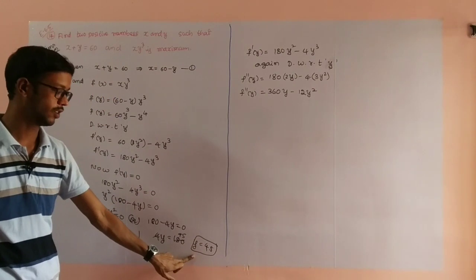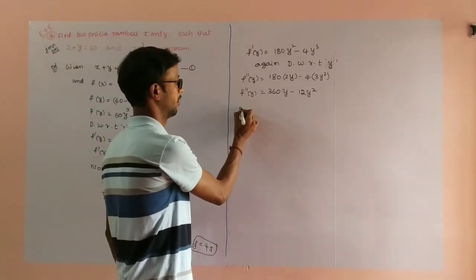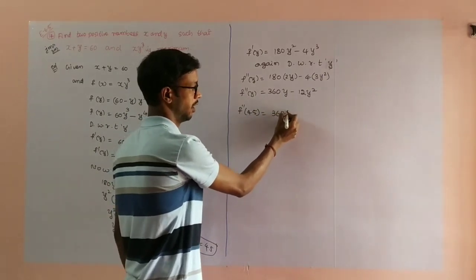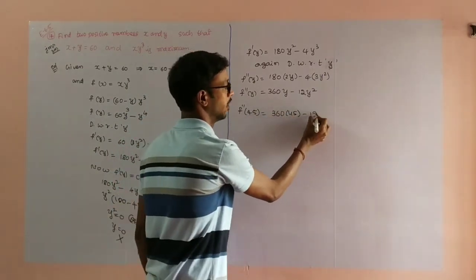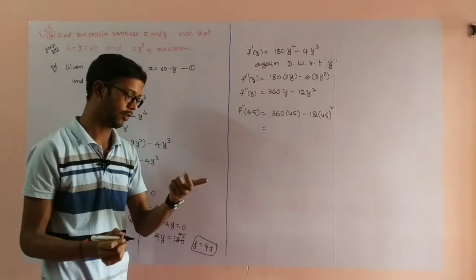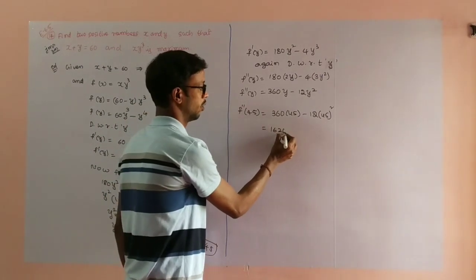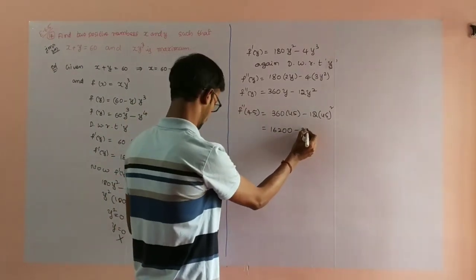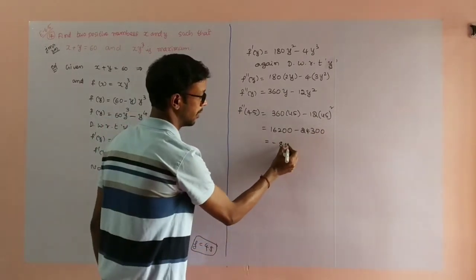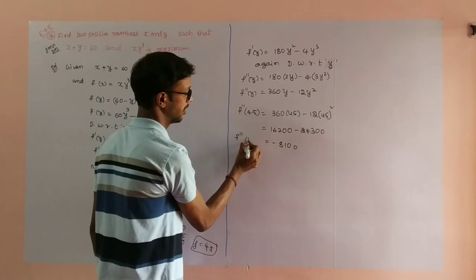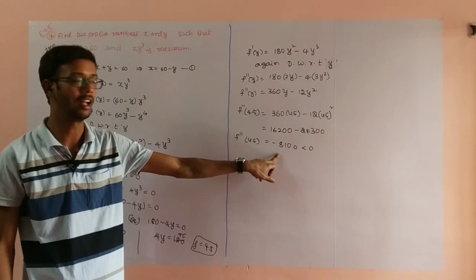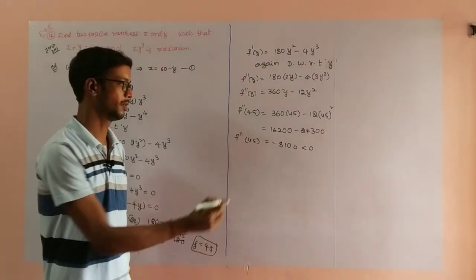After that, what will we do? Substitute this y value in place of y. You have to substitute 45: 360 into 45 minus 12 into 45 whole square. On simplification, we get 16,200 minus 24,300, this is negative 8100. F double dash of 45 is less than 0. The exact number is not needed. Less than 0 means it is a maximum value.